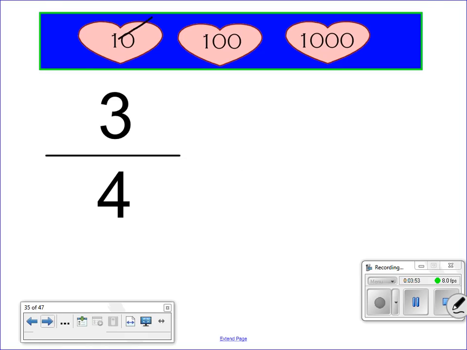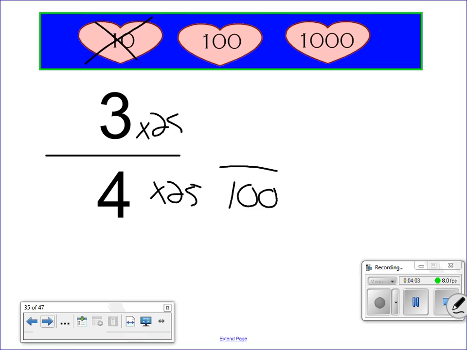3/4, can that go into 10? 4 can't go into 10. Can 4 go into 100? It sure can. 25 times 25, because 25/25 equals 1. 3 times 25 gives me 75. How would I write this as a decimal? Boom, 0.75.